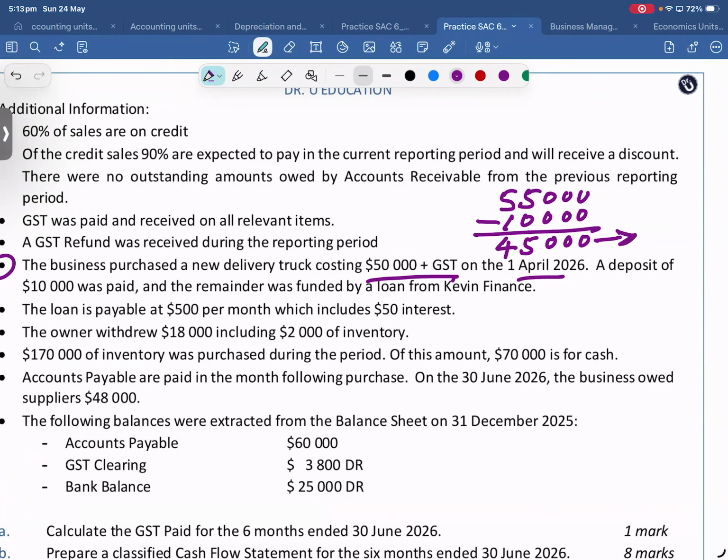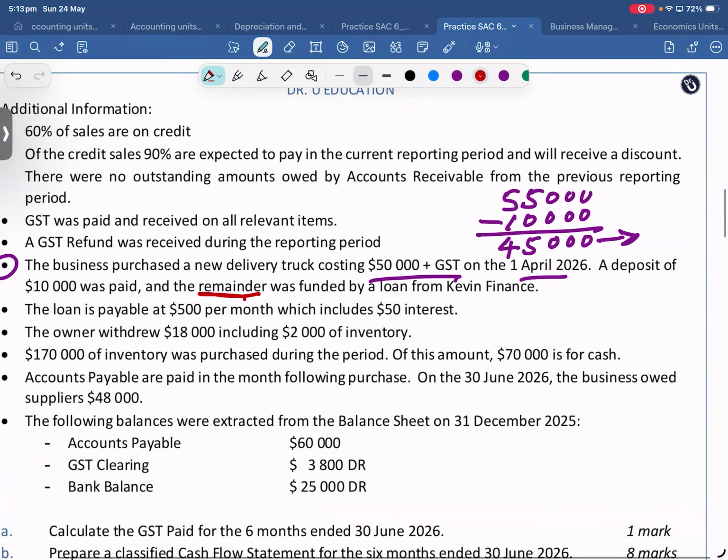Now remember, you are going to receive the loan, the entire amount. How do we know that? Because they are saying here, remainder. So just don't say 40,000 was your loan. Okay, not 40,000, 45,000 is the loan. Why? GST 5,000 as well. GST is also funded by the loan. Because they are saying the remainder. Okay, right. Then we have a lot of information to record here.